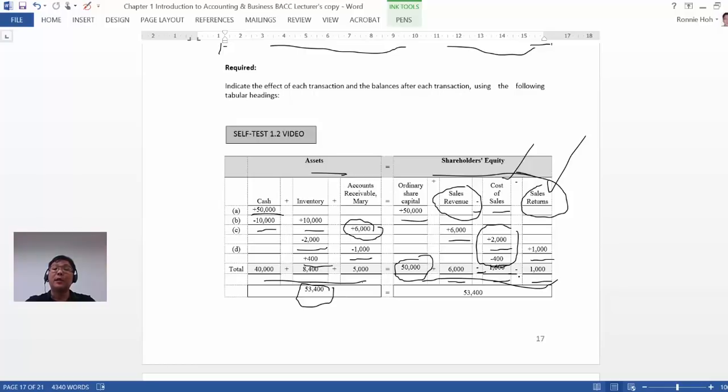So please take note. So once you have done that, you add up all these four numbers, it will give you a grand total of 53,400. So does it balance? Yes, it does. Hooray! So please continue to learn and proceed to do self-test 1.3.